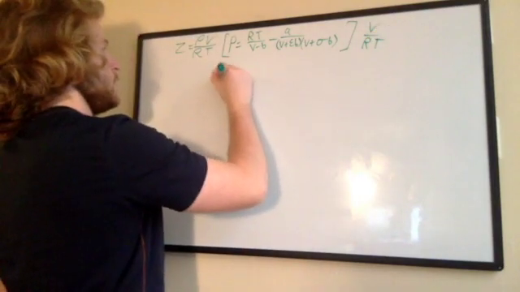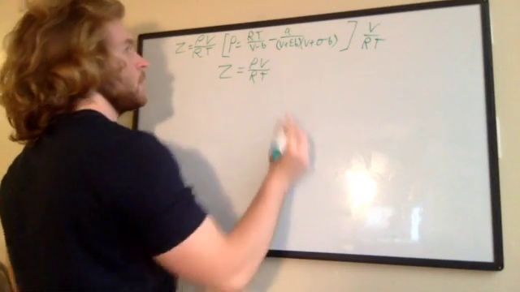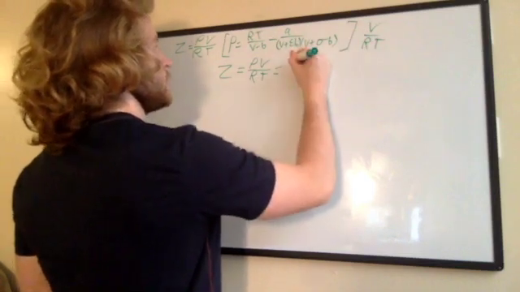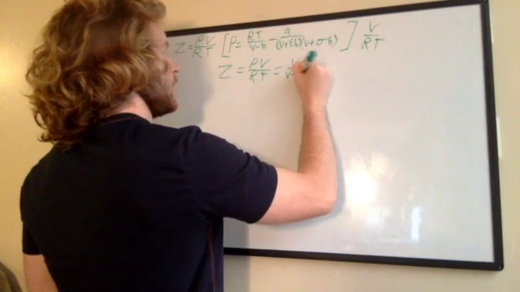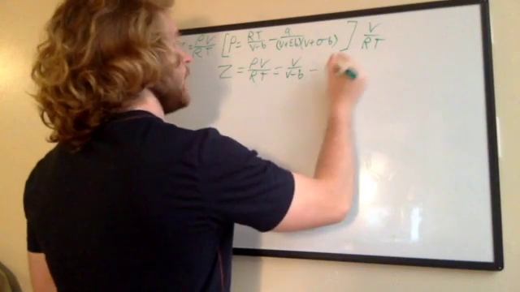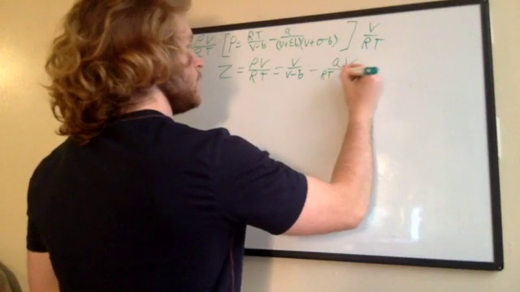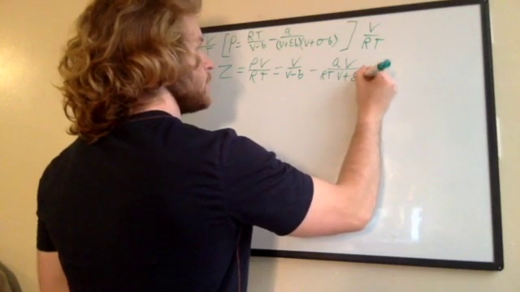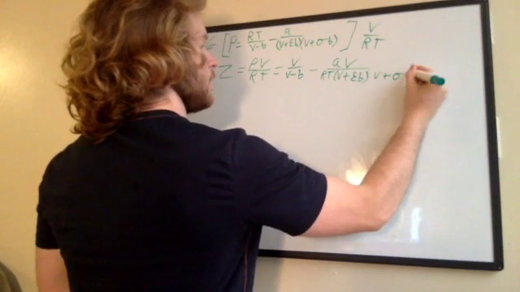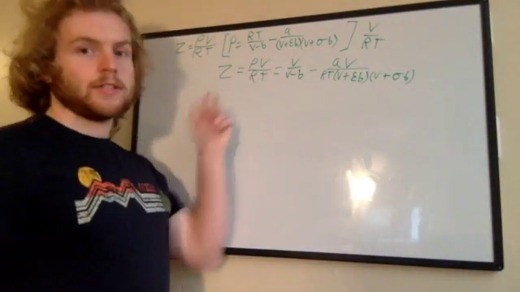That gives us z, which is equal to pv over RT. The RTs here are going to cancel out, and the v is going to go on top, so that becomes v over v minus b. And then on this side, we're going to have minus av over RT times v plus epsilon b, multiplied by v plus alpha b, as you can see here. So now we have our equation set equal to z.